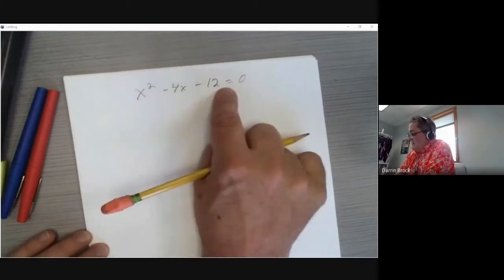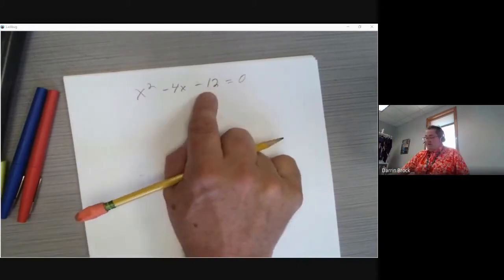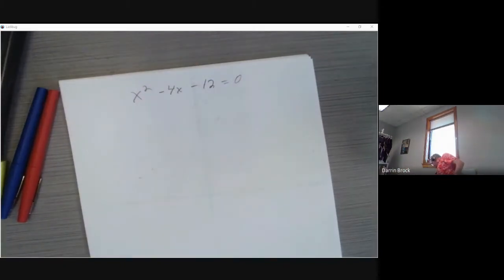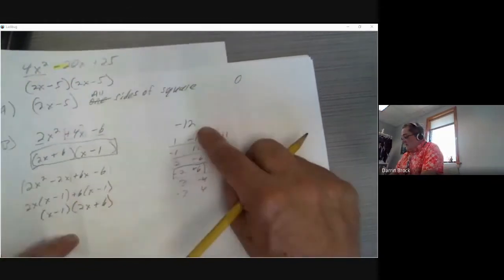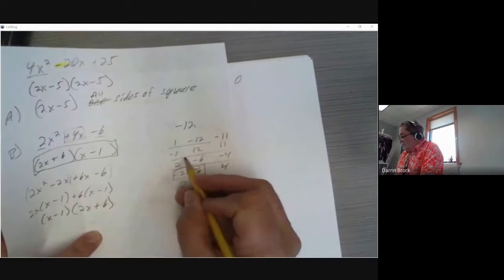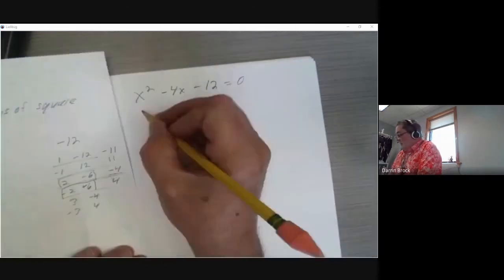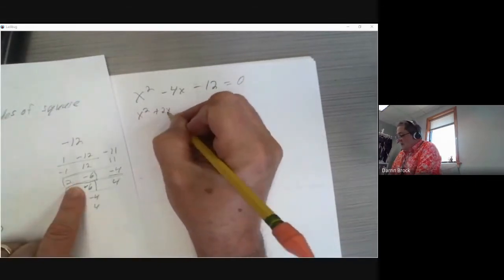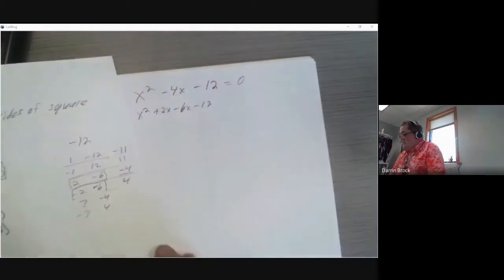Well, we need to factor this. All right, we need to factor this. This has the same factor, negative 12 times 1, that we just did in our last problem. But this time we got a negative 4x. Last time we had a positive 4x. So I can go back to these same factors. And this time I'm going to use the one that makes a negative 4x. All right, so I can break this into x squared plus 2x minus 6x minus 12.